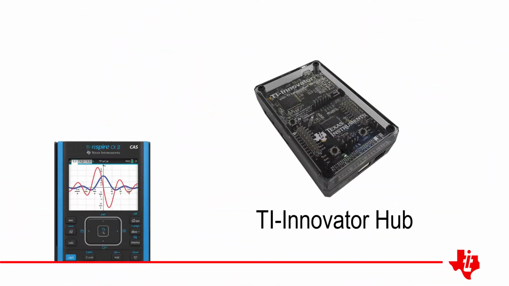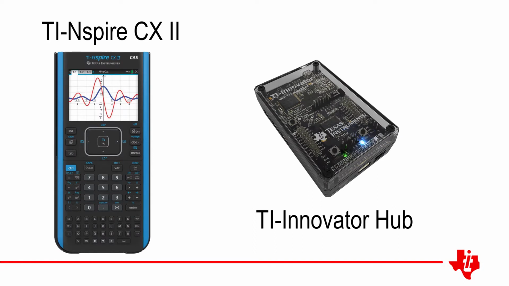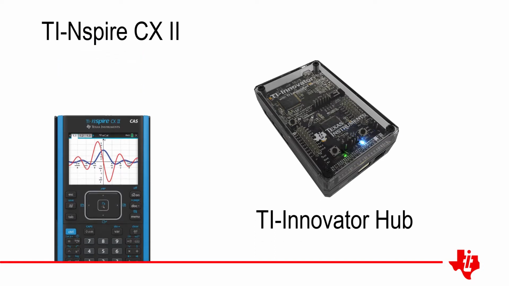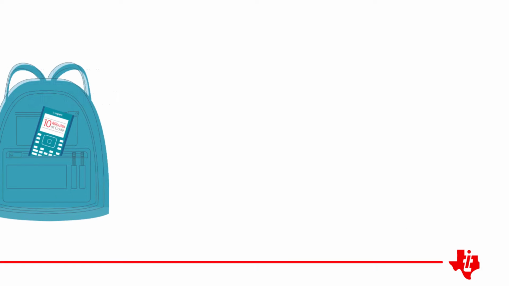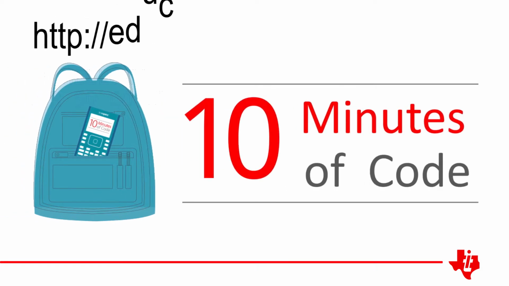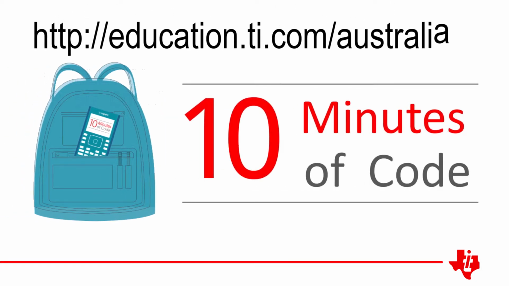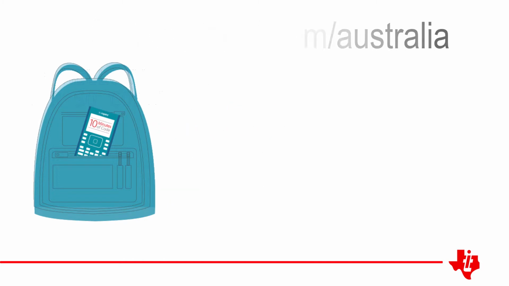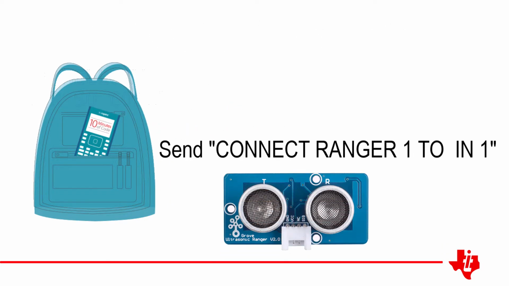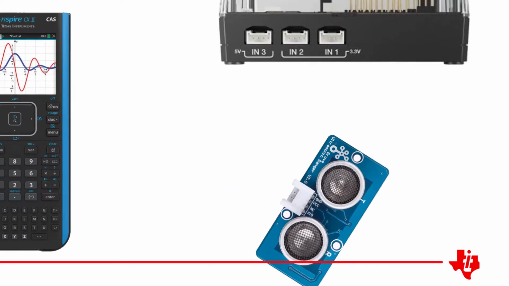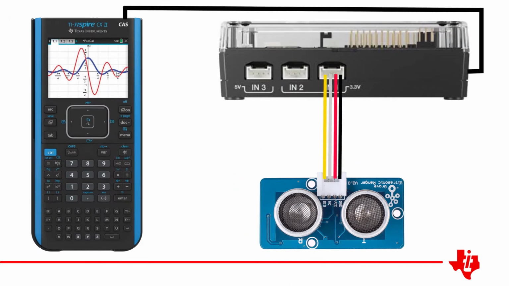This is a tutorial for the TI-Innovator Hub and the TI-Nspire CX series calculator. This tutorial is an extension session for the free 10 minutes of coding lessons available from the Texas Instruments website. In the first session, for the Ultrasonic Ranger, we connected the Ranger to the TI-Innovator Hub and captured distance measurements. In this session, we'll see how to make things happen based on these distance measurements.